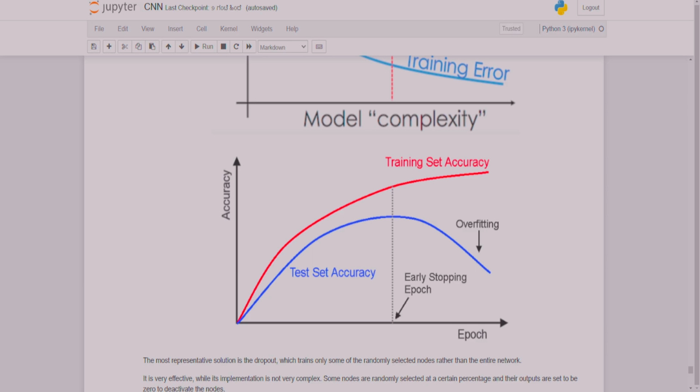All right, so do you have any question related to what is overfitting? Please ask. Then we'll go for the solution. How do we solve this? Any question?